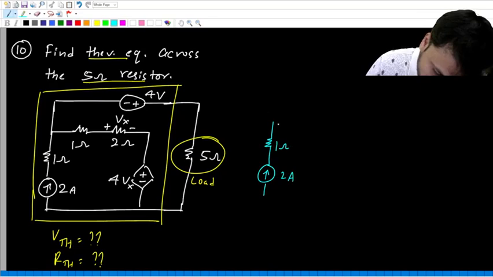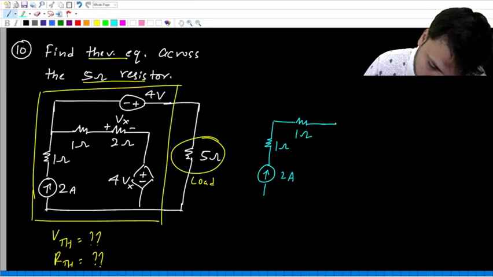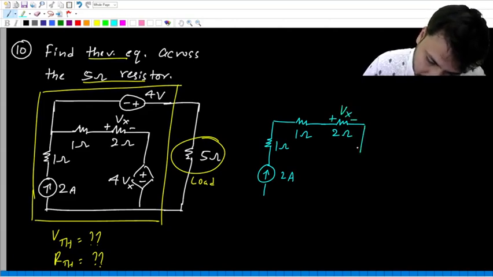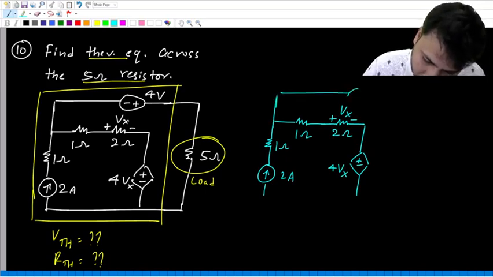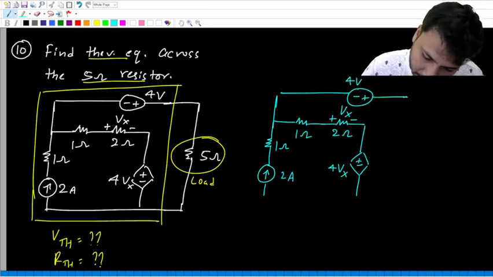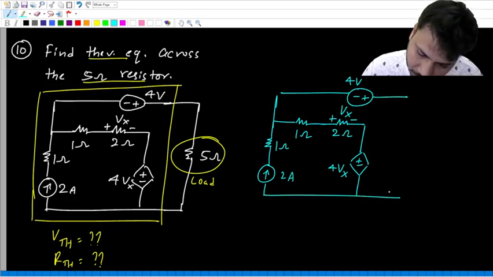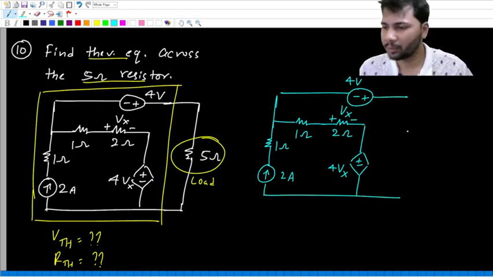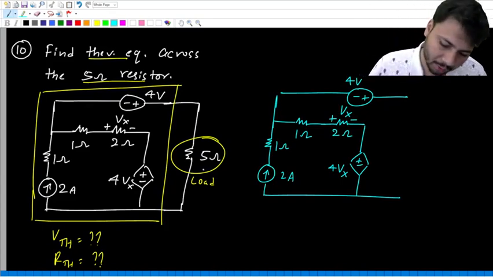See, 2 amps, 1 ohm, this is also 1 ohm, this is 2 ohm, this is Vx, this is 4 Vx, this is 4 volts. That's all. This is the original network. Now the 5 ohm is like the load.